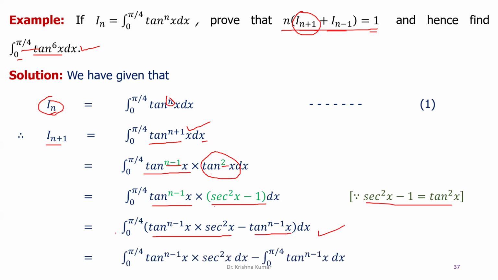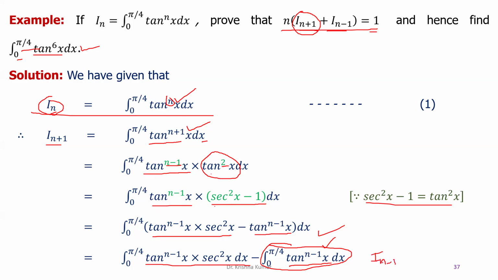So now we can again separate the terms. Integration under the limit 0 to pi by 4 of tan to the power n minus 1 x into sec square x dx minus the integration of tan to the power n minus 1 x dx under the limit 0 to pi by 4. So now if we compare with equation number 1, in place of n it is n minus 1. So we can write this is nothing but I_{n-1}. So let us go ahead.